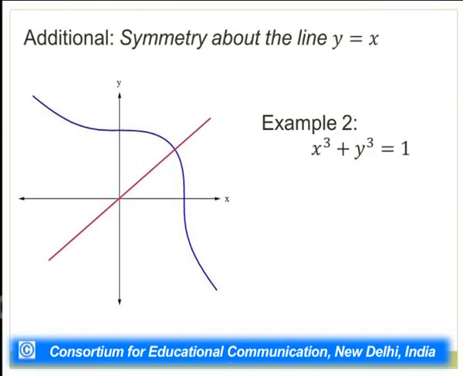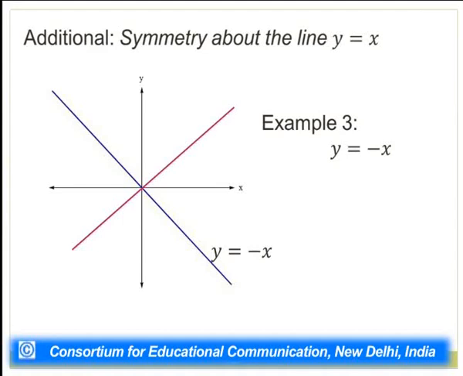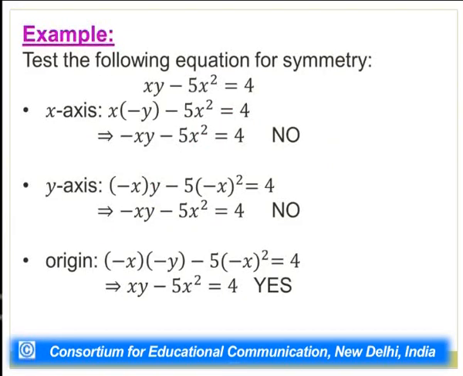This is another example where the curve is symmetric about the line y equal to x. This is defined by x cube plus y cube equal to 1, and again y equal to minus x is another example which I'm showing you here to show symmetry about the line y equal to x. So let me see if you've understood the idea of symmetry.